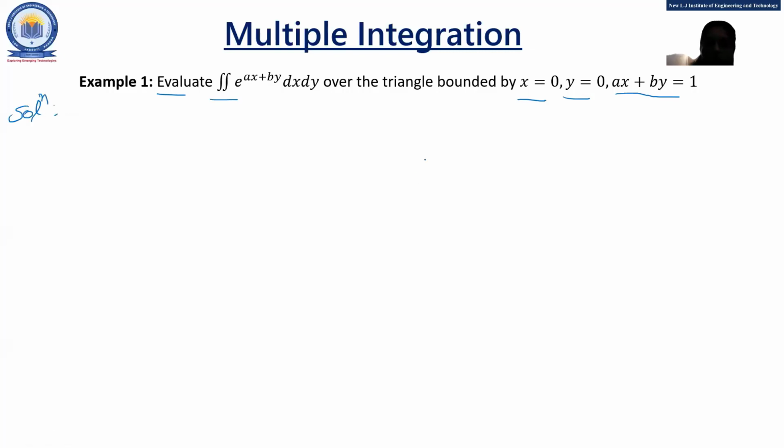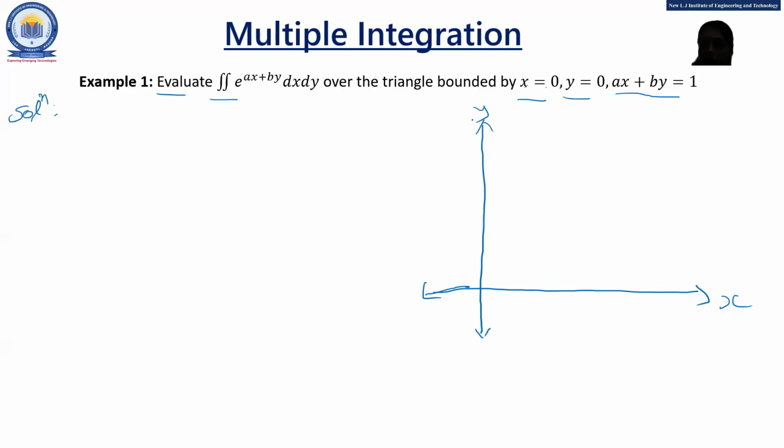For the solution, I'm starting with the graph first. This is my y-axis. This one is my x-axis, right? Here x equal to 0, students. What does it mean? x equal to 0 means this is the y-axis. y equal to 0 means they are talking about the x-axis. And the equation of line, ax plus by equal to 1.